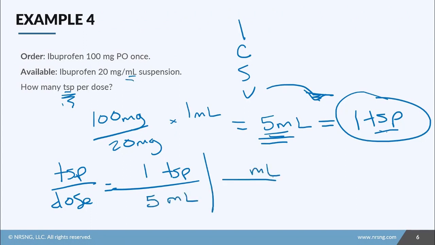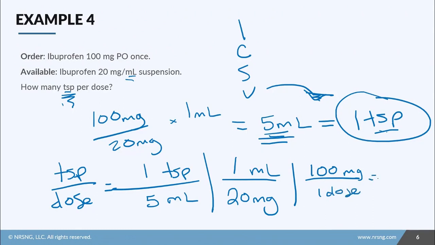Now transfer our milliliters over. What do we know about milliliters? 1 milliliter is 20 milligrams. Okay. Transfer units over. What do we know about milligrams? We want 100 milligrams in 1 dose. Multiply across the top: 1 times 1 times 100. Divide across the bottom: divided by 5, divided by 20, divided by 1 gets us 1 teaspoon per dose. Again, cancel milligrams, cancel milliliters. You can see you're left with what you're looking for.